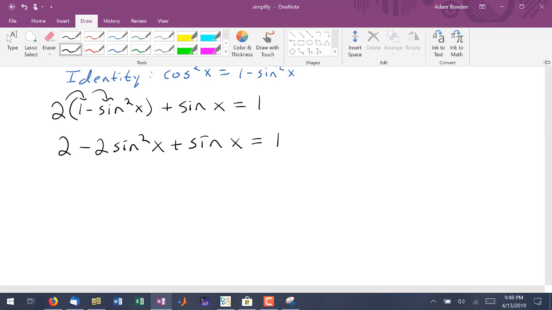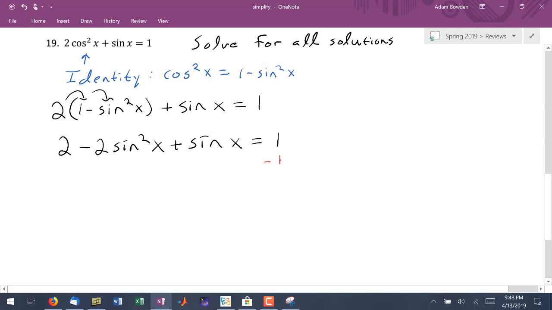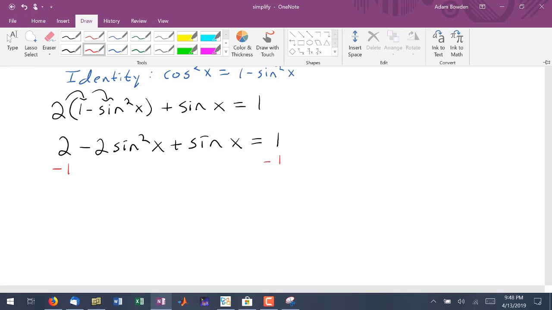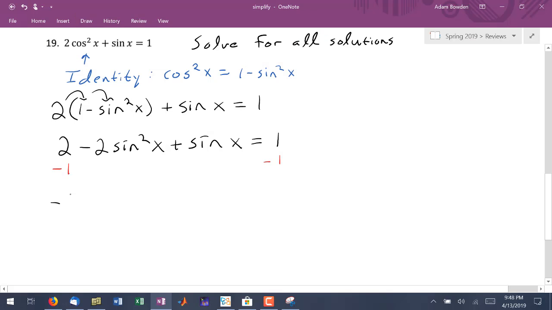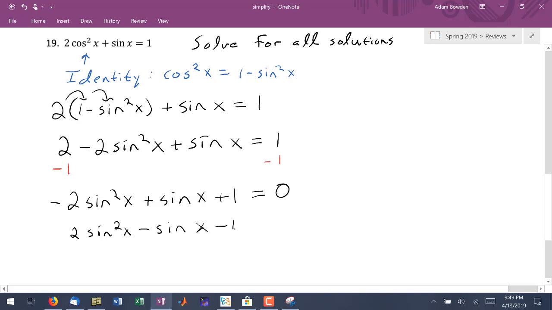Now what we're going to do from here is we'll go ahead and subtract over the 1. What we'll get is negative 2 sine squared x plus sine x plus 1 is equal to 0. Now if we divide everything through by negative 1, we can flip the signs around to make this positive 2 sine squared x minus sine x minus 1 equals 0. And that's just a little bit easier to look at without having to have the negative out in the front.